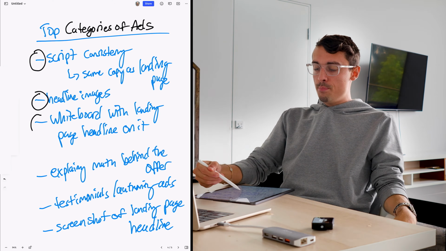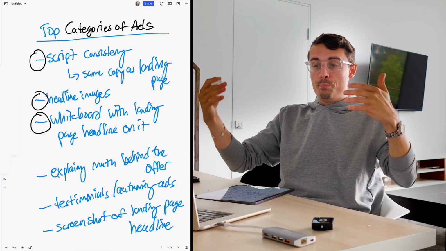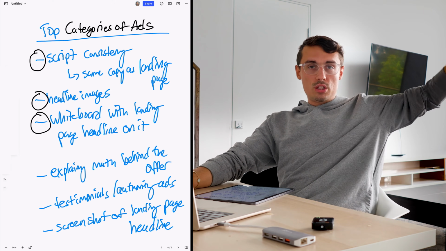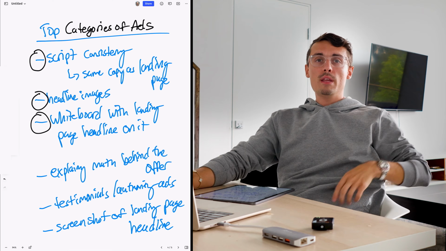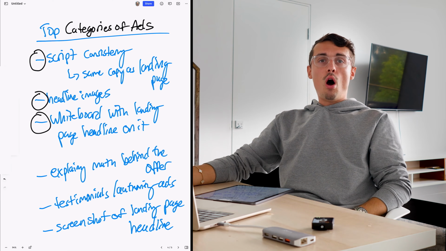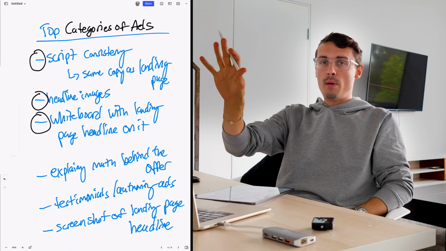Third, okay, is the whiteboard with the landing page headline on it. I will buy a physical whiteboard. You've seen some of these ads from me, and I will put the headline, or what the top of the landing page looks like, on the whiteboard, and I'll just poke from behind the whiteboard and go through the actual offer. It's like the landing page is on my whiteboard.